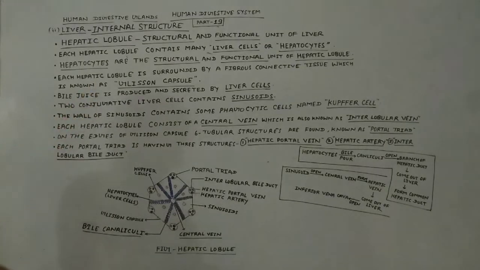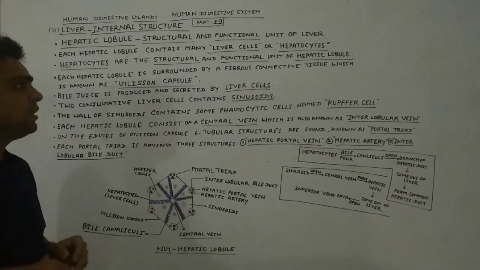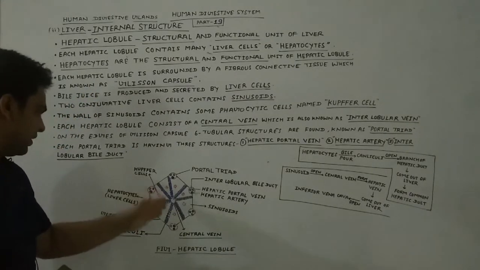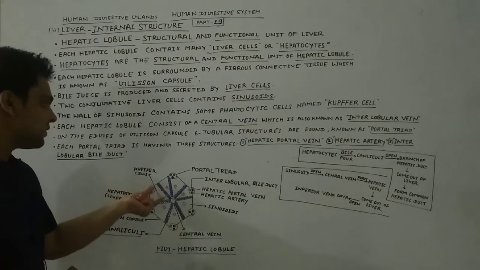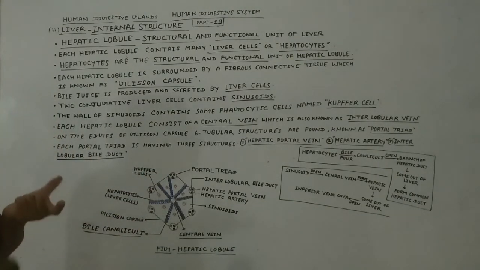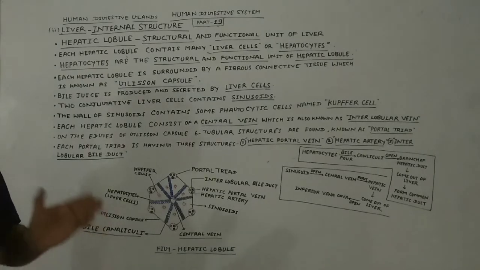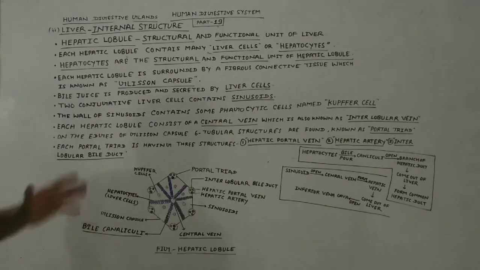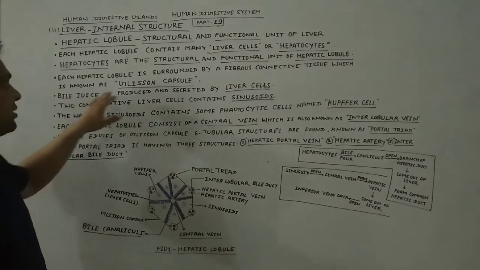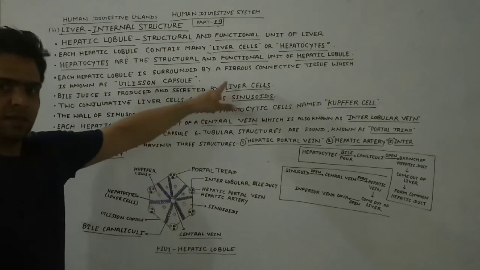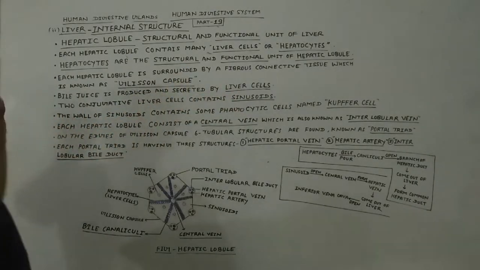Come to the next point. Bile juice is produced and secreted by liver cells. You can see here, these hepatic cells produce bile juice, and from here it is secreted into the next structure. So bile juice is produced and secreted by liver cells. Must be noticed, students.